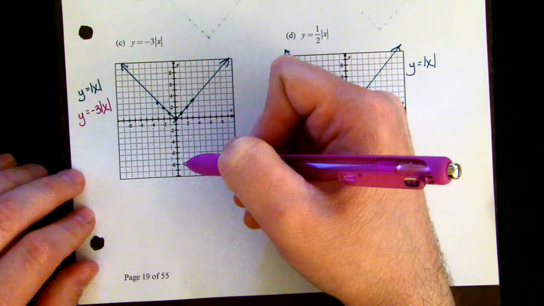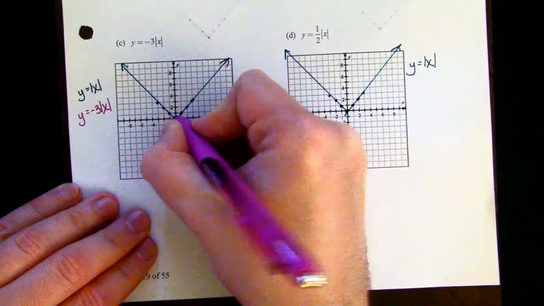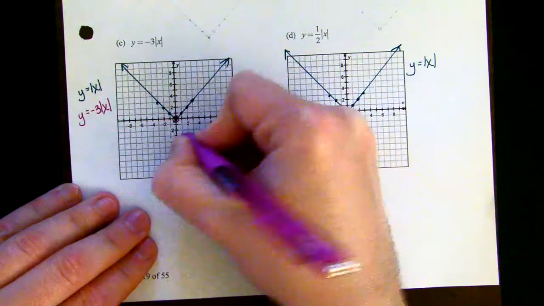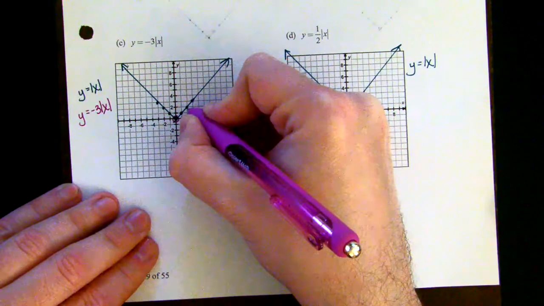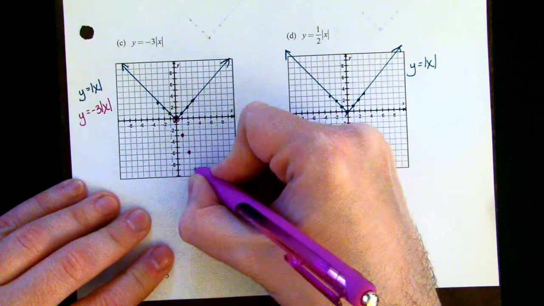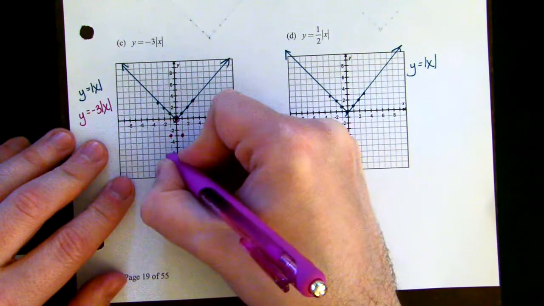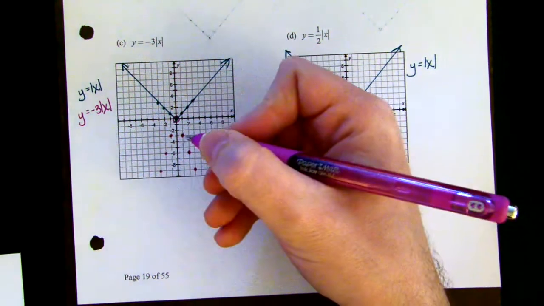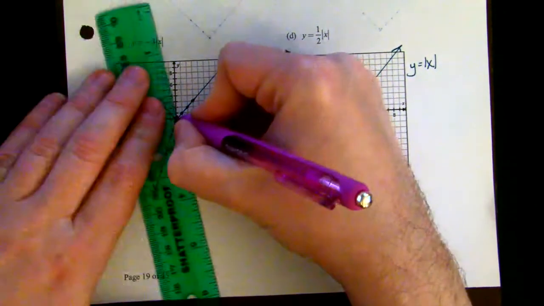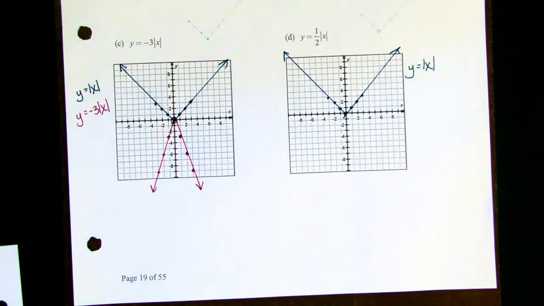And I can do all this work by just multiplying my y values by negative 3. 0 times negative 3 is negative 3. 1 times negative 3 is going to be negative 3. 2 times negative 3 is going to be negative 6. 3 times negative 3 will give us negative 9. I'll do the same on the other side. Negative 3, negative 6, negative 9. I'll connect those dots, and we're going to get something like that. Take a moment, finish that one.